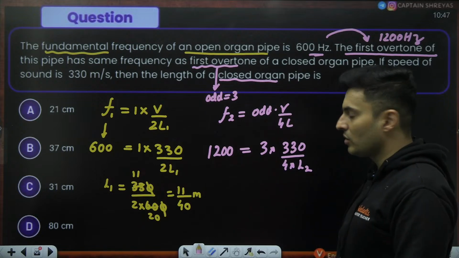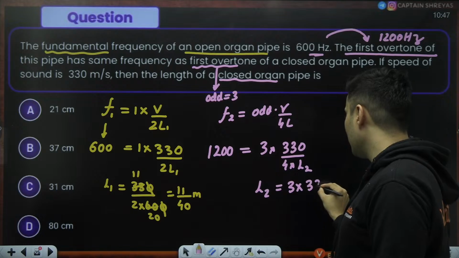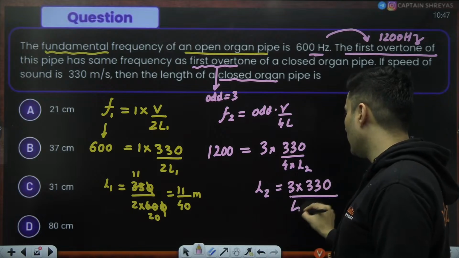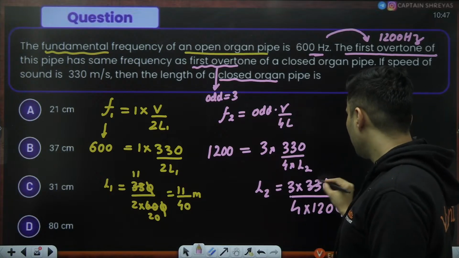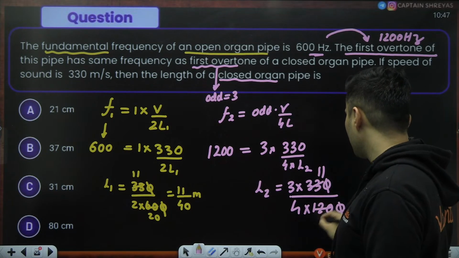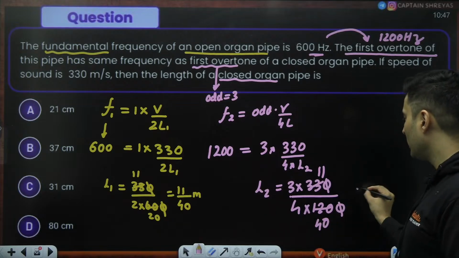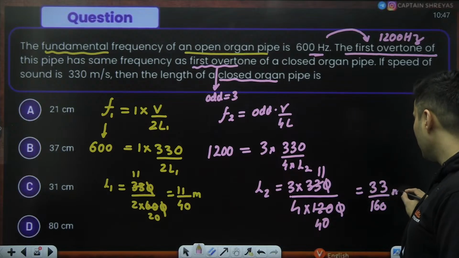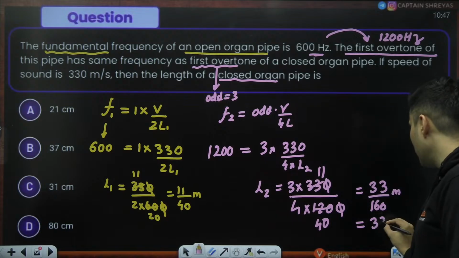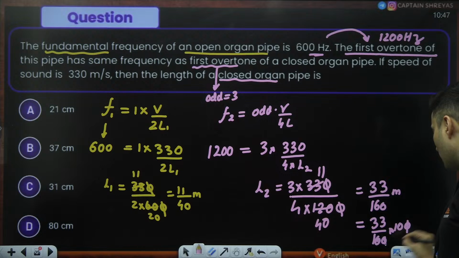So from this, we'll solve it for L2. So L2 will be nothing but 3 multiplied by 330 divided by 4 times 1200. This 0 will cancel. 33 goes with 3 times. So 40. So that is what it will be. So it will be nothing but 33 divided by 160, but that is in meters. So convert it into centimeters. So 33 divided by 160 multiplied by 100, 00 cancels, centimeters. So that is what you will get.